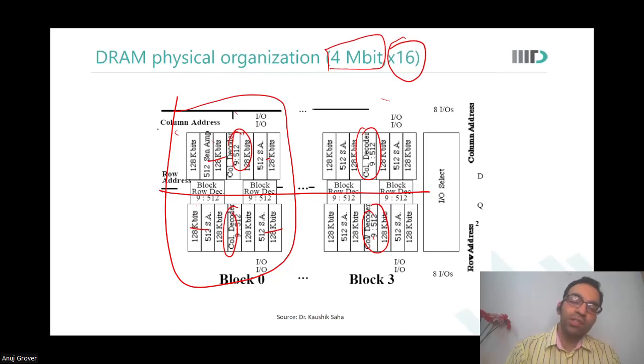But since it is 4 megabit total capacity, and upon 4, I would say that each of these things would be 256 k bits.